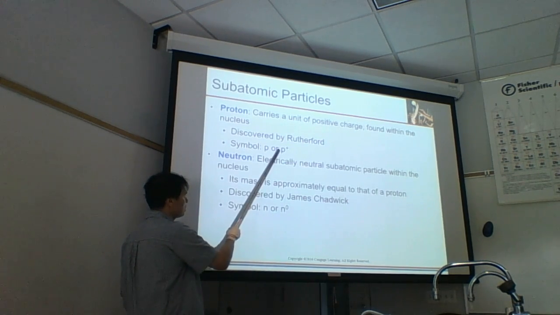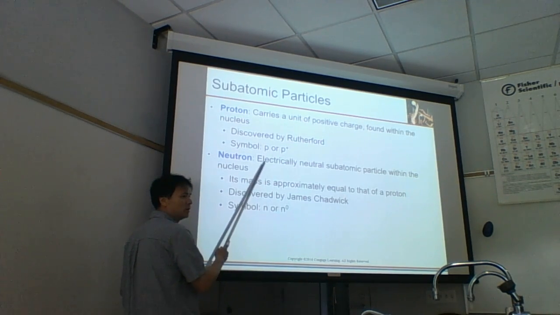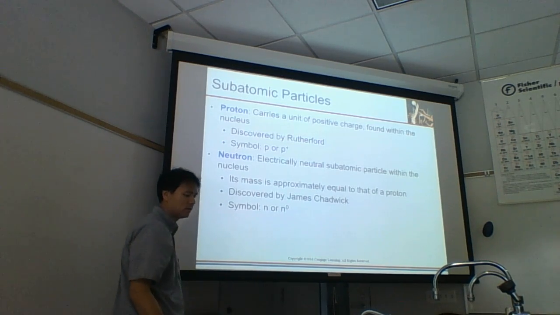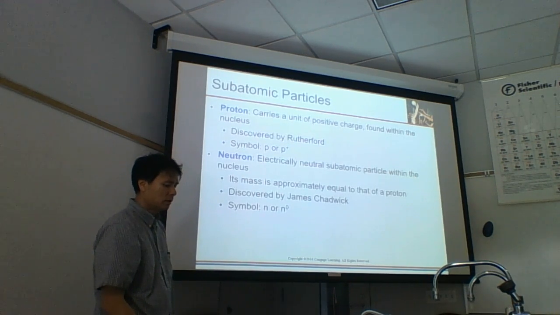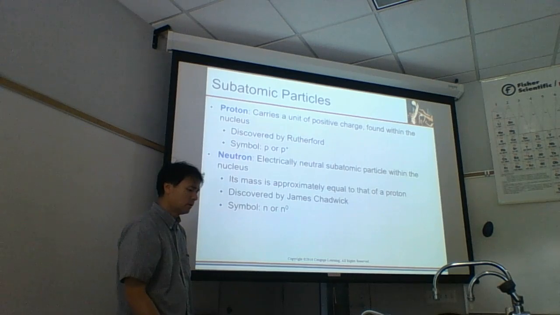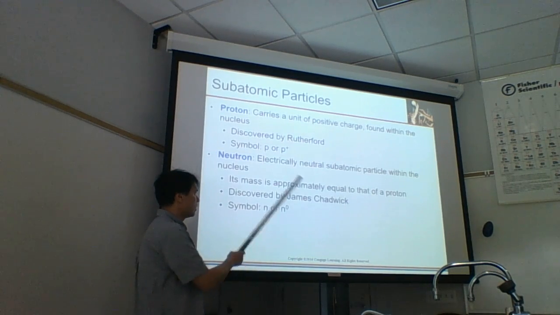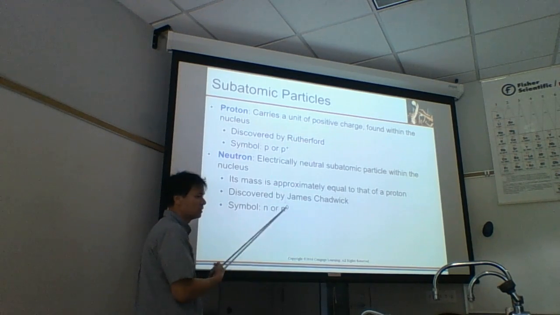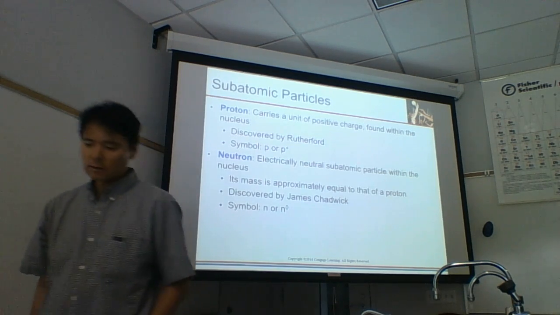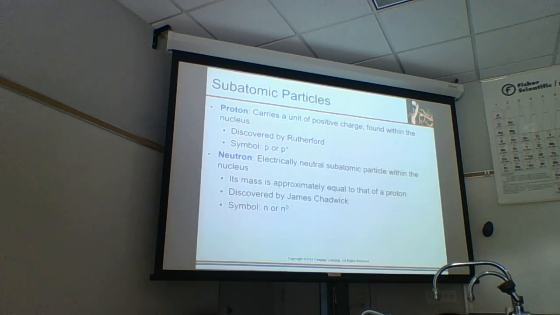And so for the proton and the neutron, we don't necessarily have to know how they were discovered, and we don't have to know who discovered them. We just have to know that they weigh about 1 u. One's positive, the other's neutral. And these are parts of the atom.